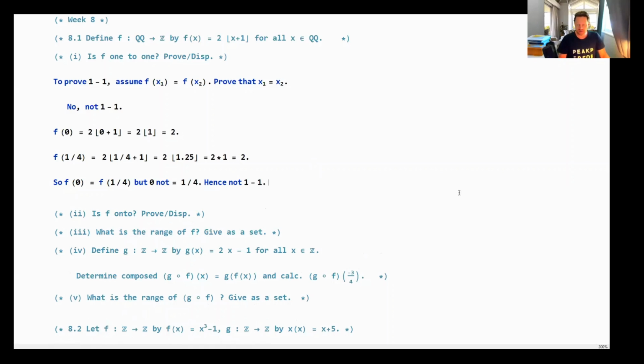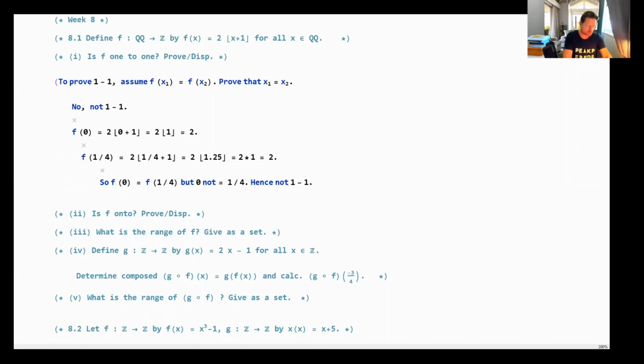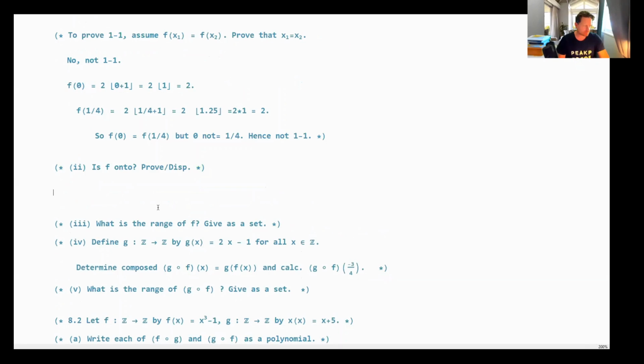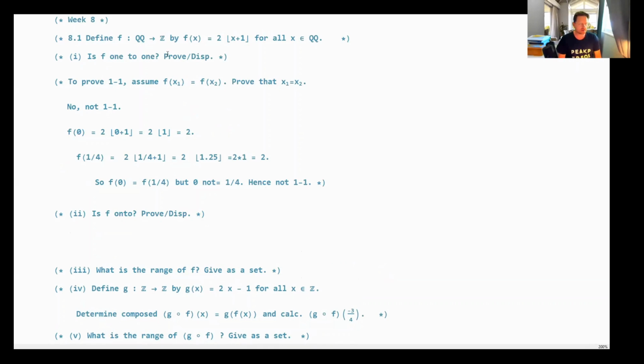Okay, any questions about that? All right, I'll turn this into a comment. And then we'll have a look at the next one. So the next one says, is f onto? Now the question we need to ask for this problem is, does every element in the codomain over here, does every element in this set, integers, does it come from somewhere?